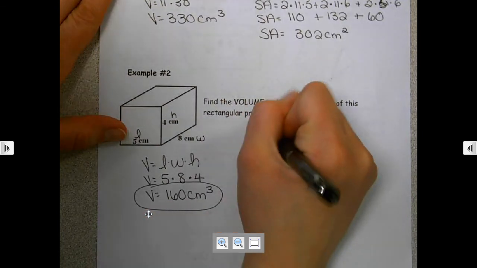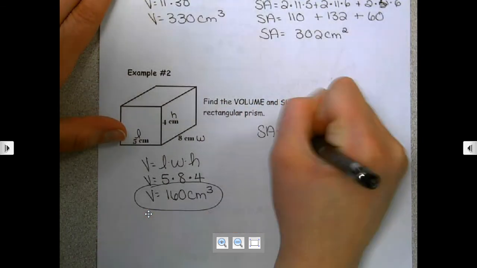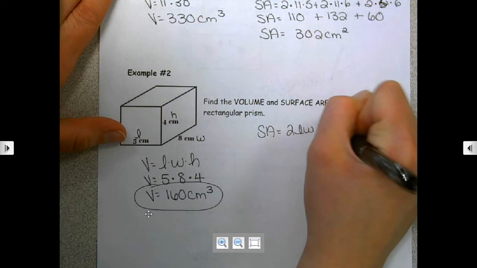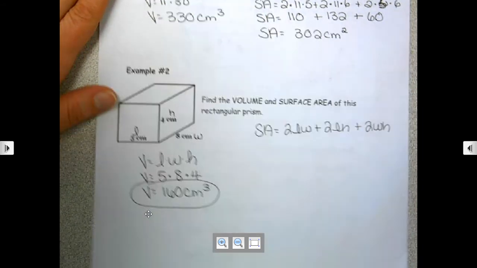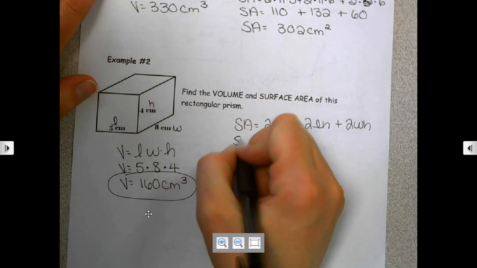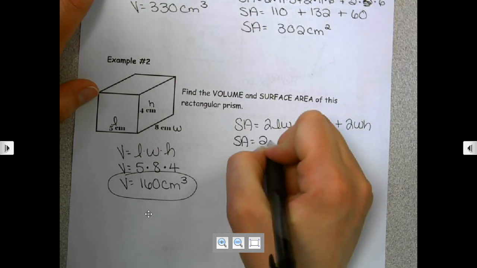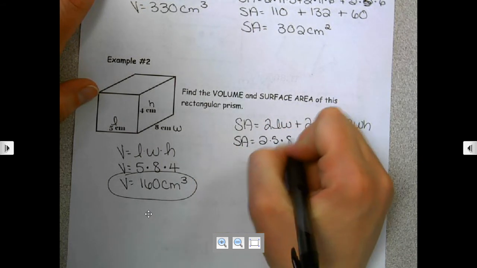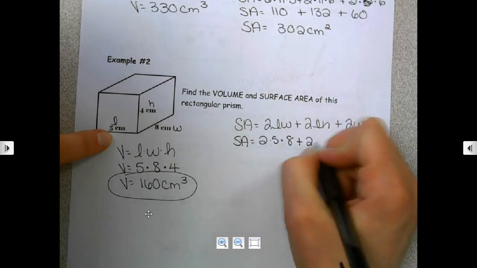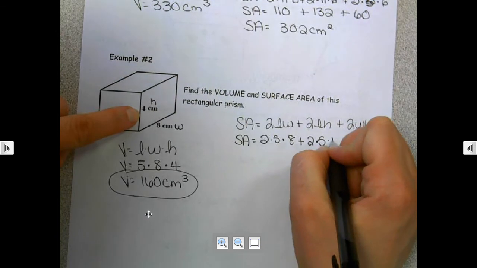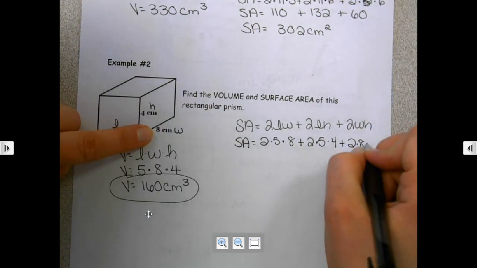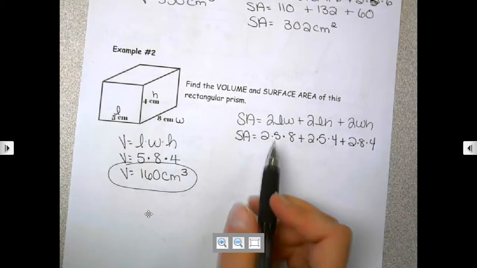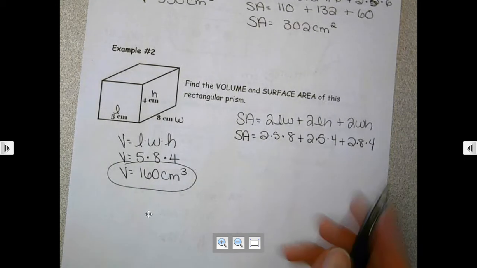If we move over to surface area, it is 2LW plus 2LH plus 2WH. Go ahead and replace: surface area equals 2 times 5 times 8 plus 2 times 5 times 4 plus 2 times 8 times 4. 2 times 5 is 10. 10 times 8 is 80.